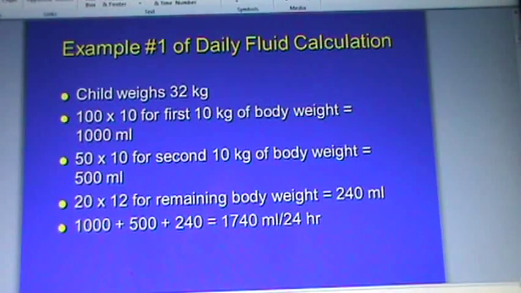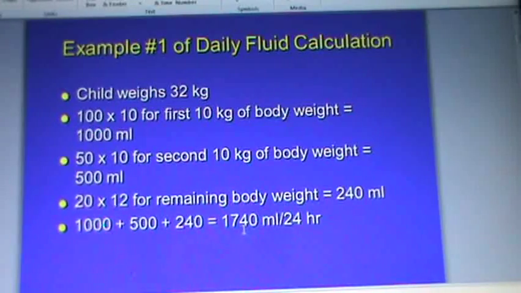One daily fluid example: a child weighs 32 kilograms. We're going to put 100 times the first 10 kilograms, 50 times the next 10 kilograms, and 20 times 12 for the remaining body weight, which equals 240 milliliters. 1,000 plus 500 plus 240 equals 1,740 milliliters in 24 hours. It's a lot of fluid.